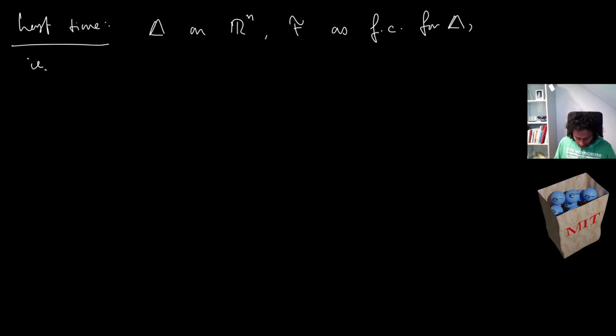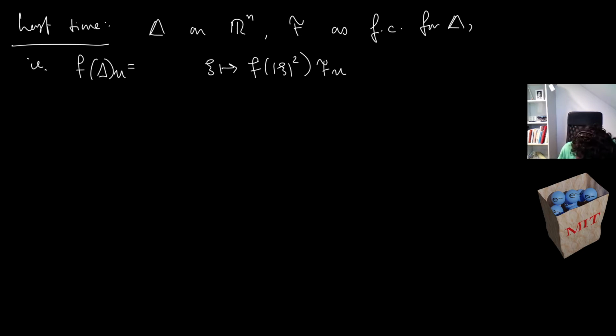So last time we looked at the Laplacian, and then we talked about how we can form functions of the Laplacian by simply taking the psi mapping to f of psi squared, taking the Fourier transform of u at psi, and then taking the inverse Fourier transform of this whole thing. Okay.